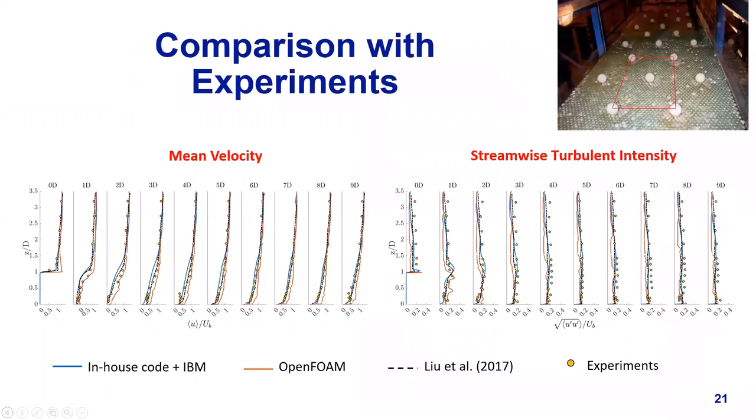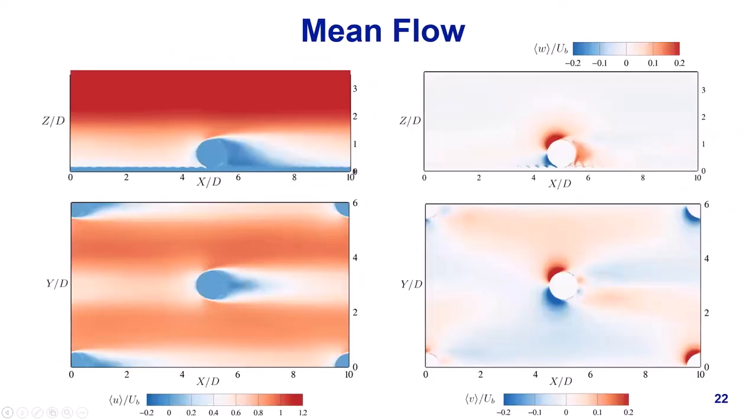So these are the comparisons. I don't want to dwell on this, but the profiles with a snappyHexMesh mesh are still a little noisy. And if we look at the contours, there is some noise in the statistics and they are not the best yet. The results that I am showing you now are all with the in-house code, and we expect to obtain the same with OpenFOAM.